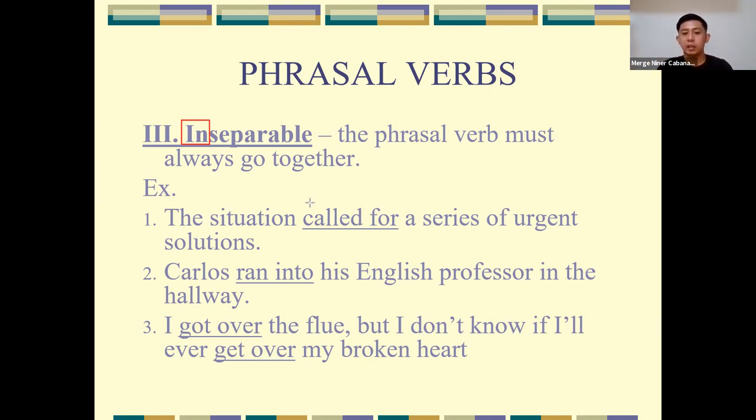Okay, the situation called for, take a look at this, a series of urgent solutions. Can I go something like the situation called a series of urgent solutions for? You don't do that. Unlike what we did on the previous separable verb, you have to do over this paint job. You have to do this paint job over. You can separate your verb and the preposition. But in the inseparable verb, you cannot do so. All right. Same as this. Carlos ran into, I got over the flu, but I don't know if I'll ever get over my broken heart.